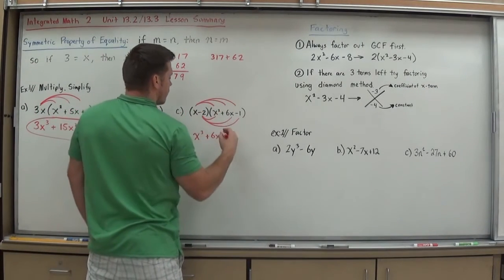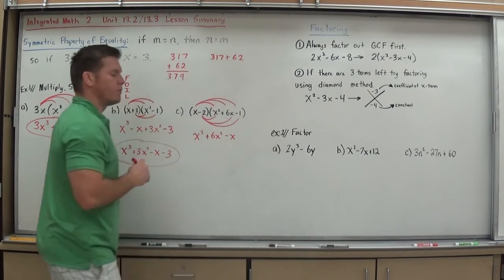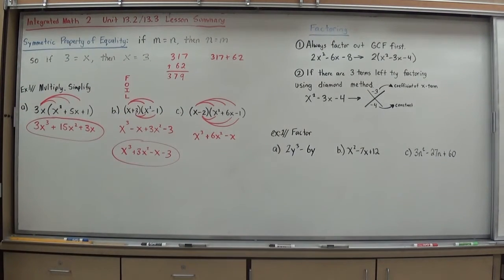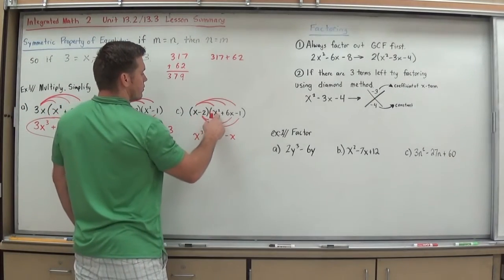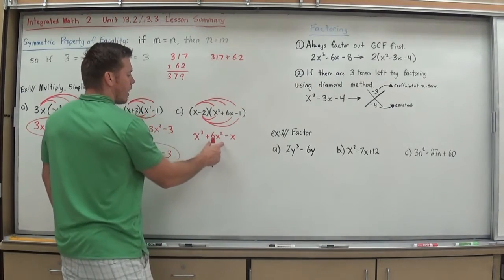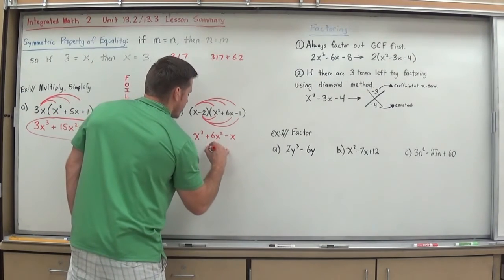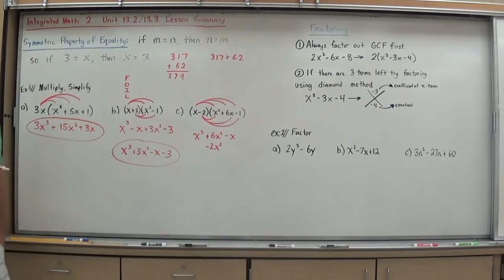X times negative 1 is a negative 1x. So again, a new term. No reason to do anything different. Put the negative x. Now I'll move on to the negative 2. Negative 2 times x squared is negative 2x squared. Now rather than put it here, why don't I line it up with the term it's going to end up combining with anyways. So I can put my negative 2x squared there.